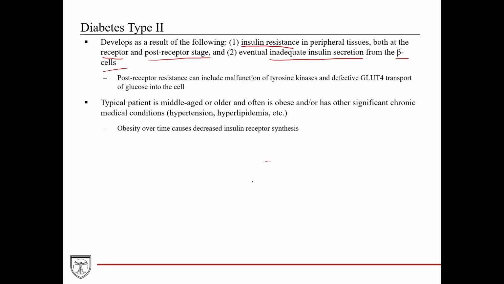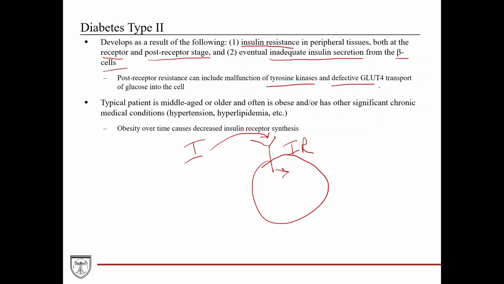So what we mean by post-receptor, so again, if we have the cells like this, we'll call it IR, the insulin receptor, and then insulin comes in and binds here. So you can have malfunction at the receptor itself, but it can also be downstream. So the insulin receptor is a receptor tyrosine kinase. So you can actually have malfunction of the tyrosine kinase portion of the receptor within the cell. You can also have defective GLUT4 transport of glucose into the cell.